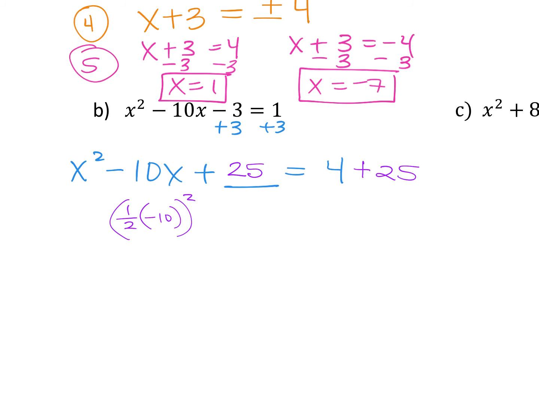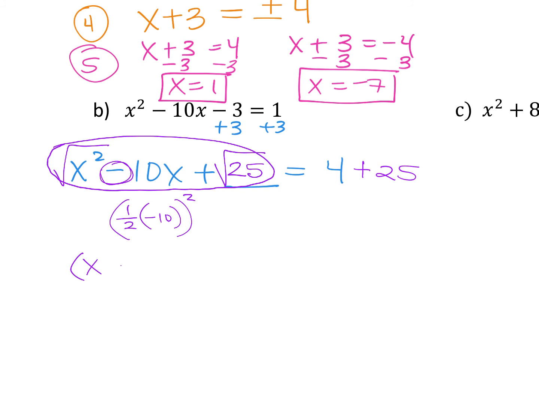Okay, what do you do next? What do you do to this first? Yeah, Chris? Factor it. You have to factor it. Okay, so once you get a perfect square trinomial, factor that perfect square trinomial. So this is going to be x plus or minus? Minus because of this guy, right? So the square root of x squared is x. The square root of 25 is 5. So x minus 5 squared equals what?